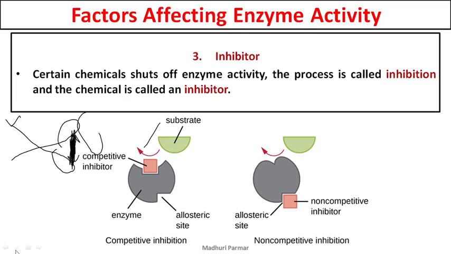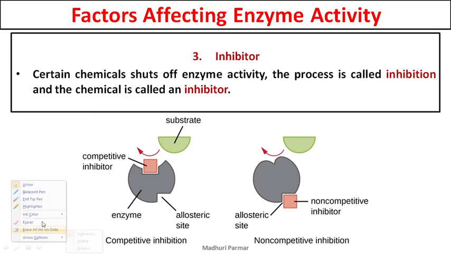Clear? The arrow is better. So this site is the allosteric site. If something comes and gets fixed here, the substrate will not be able to bind at the active site. So this is called non-competitive inhibition, because there is no competition between the two. They are not the same in structure. But still, if this other molecule, the inhibitor, comes and binds on the allosteric site, the active site will no longer remain open, and so the substrate cannot enter.